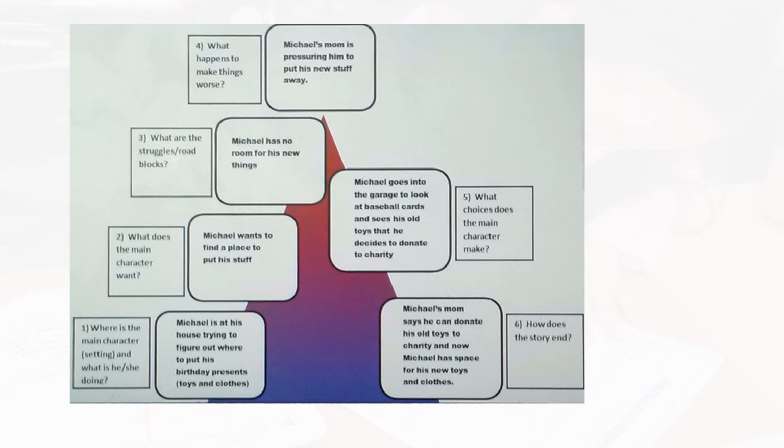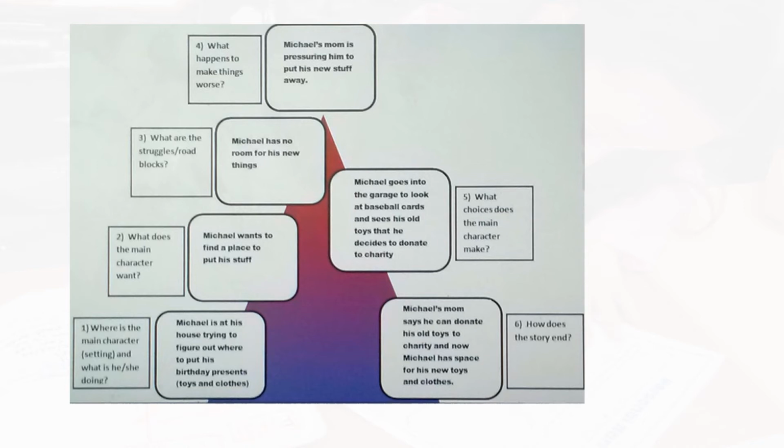What he's doing is trying to figure out where to put his birthday presents away, his toys and clothes. And then if you go to number 2, as you go up the mountain, what does the main character want? Michael wants to find a place to put his stuff. Number 3, what are the struggles and the roadblocks? Michael has no room for his new things. And you can see each answer in the box on the right next to the question box on the left.